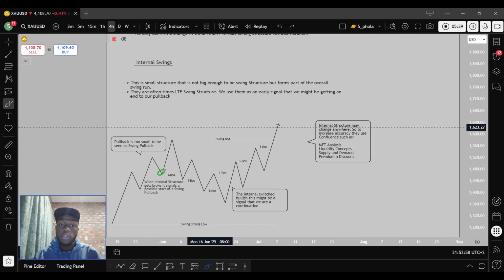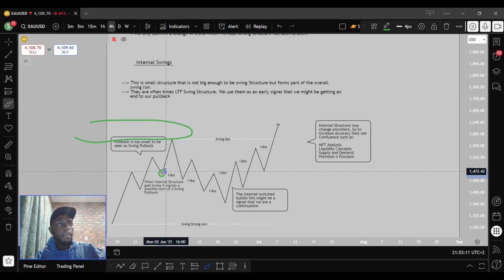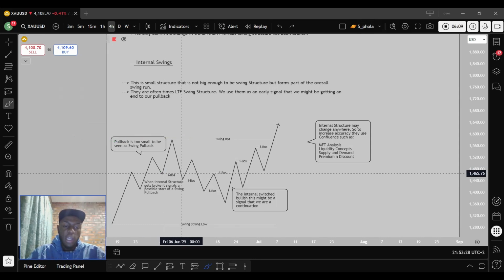as confluences to show that, okay, cool. Maybe let's say price mitigates something from the left, then it breaks internal structure. That gives you solid evidence that we mitigated past supply. Now, where internal structure is getting broken, that might be a signal that we might be getting a pullback. You don't just use it in isolation.